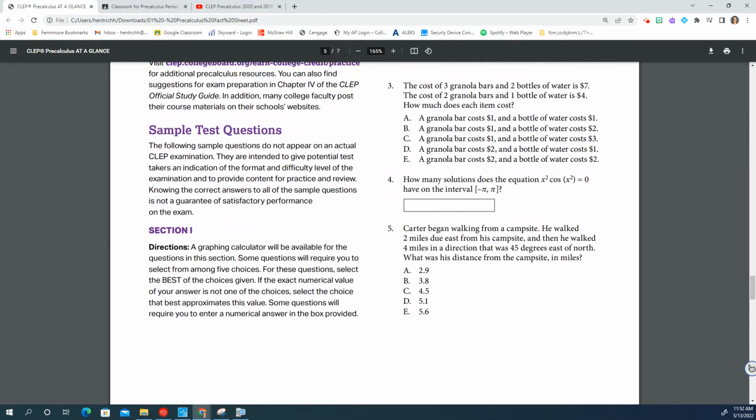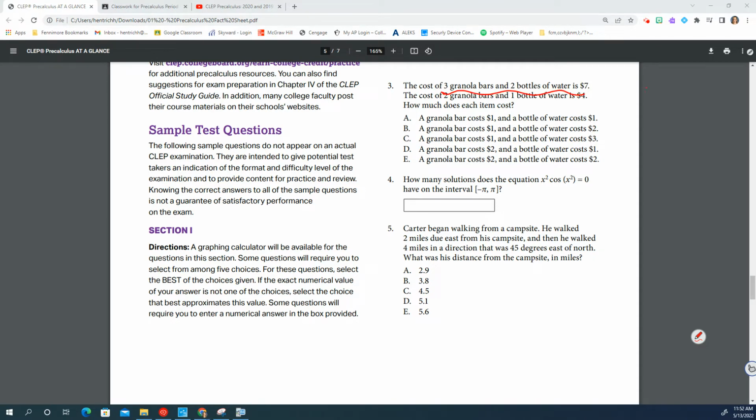Number 3. This is almost like an Algebra 1 type of problem. The cost of 3 granola bars and 2 bottles of water is $7. The cost of 2 granola bars and 1 bottle of water is $4. How much does each item cost? I have 2 unknowns: how much does a granola bar and how much does a bottle of water cost? And I have 2 equations. This is a system of equations.